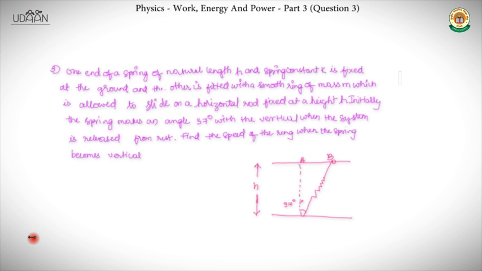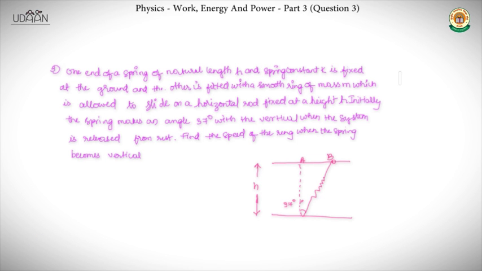Okay students, let's move on to the third question in the work power energy chapter. The third question says, one end of a spring of normal length h and spring constant k is fixed at the ground, and the other end is fitted with a smooth ring of mass m which is allowed to slide on a horizontal rod fixed at a height h. Initially the spring makes an angle of 37 degrees with the vertical when the system is released from rest. Find the speed of the ring when the spring becomes vertical.